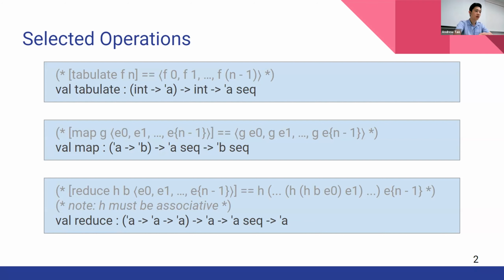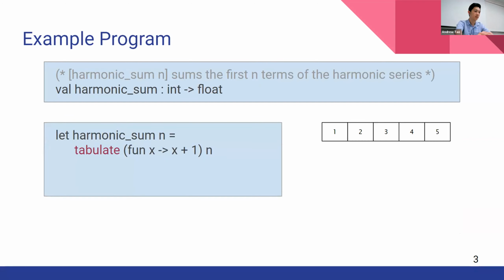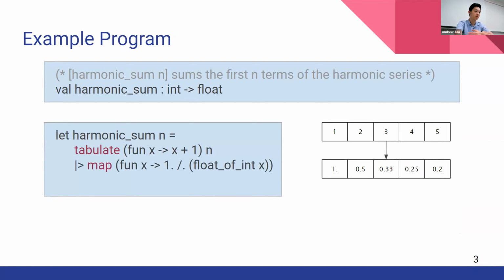Right? So now let's look at an example program that uses some of our functions. We have this somewhat contrived example program, harmonic sum, which is just going to take the first n terms of the harmonic series and then sum them together. We might start by creating a sequence in parallel of all of the denominators that we're interested in, so we have just 1 through 5. Then we might map all of our denominators to their reciprocals in order to get the terms that we're interested in. And then finally, we can just reduce them all together.